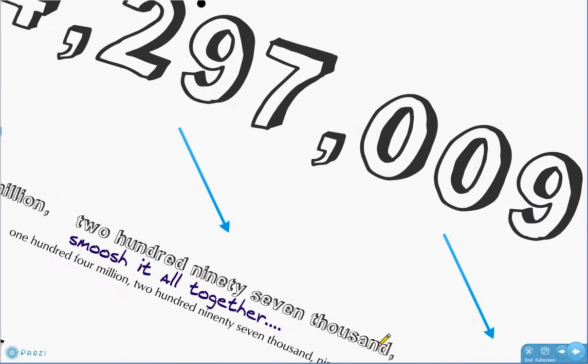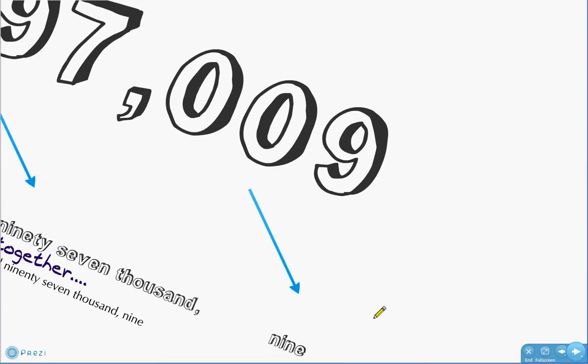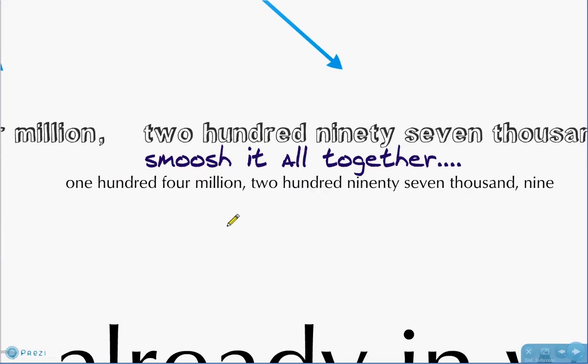297,000. 9. Simple, simple. 104,297,009. And we don't say the word and. Sometimes I slip up and I say it too, but you're not supposed to say it, and you're definitely not supposed to write it, because saying and actually means a decimal point. And we're not dealing with decimals, so you don't want to say the word and.